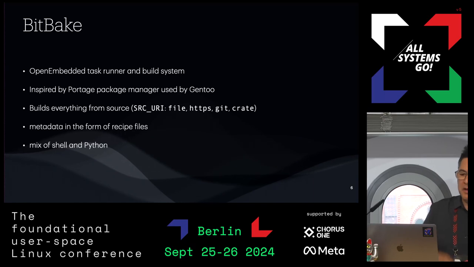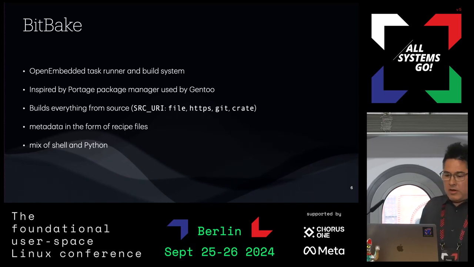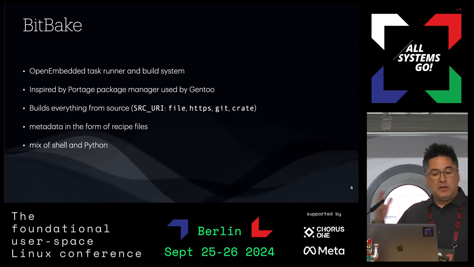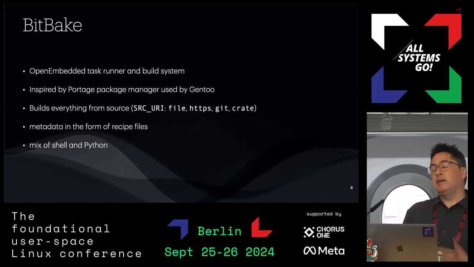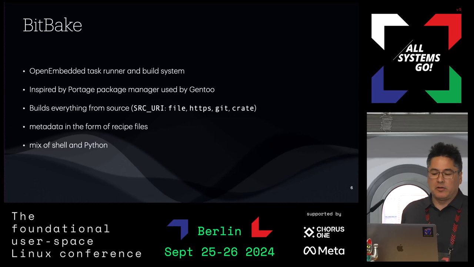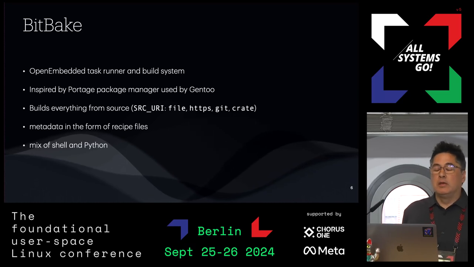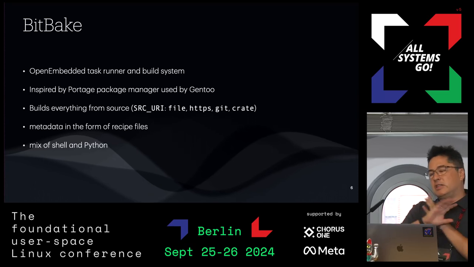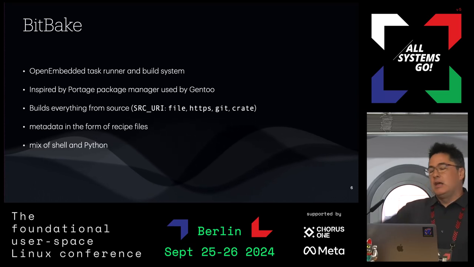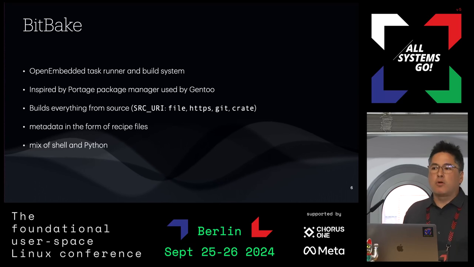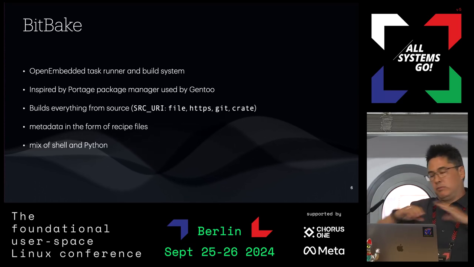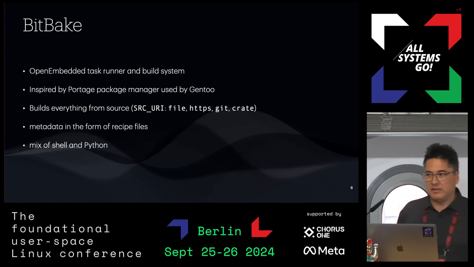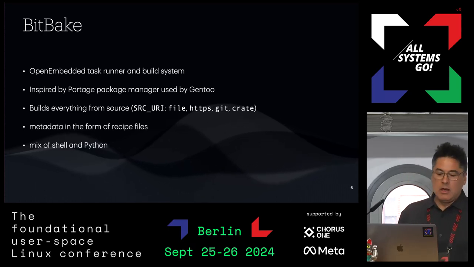So what is Yocto? First off, Yocto is Bitbake. What is Bitbake? Bitbake is the OpenEmbedded task runner and build system. You could think of it as Make on steroids. This thing will take over your PC, it will grab every available core, and it will build just tarballs and tarballs of source code in parallel. This is what it was designed to do.